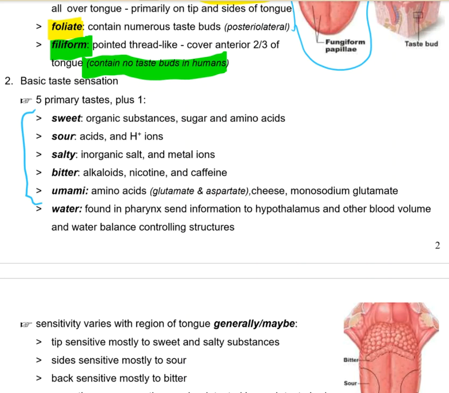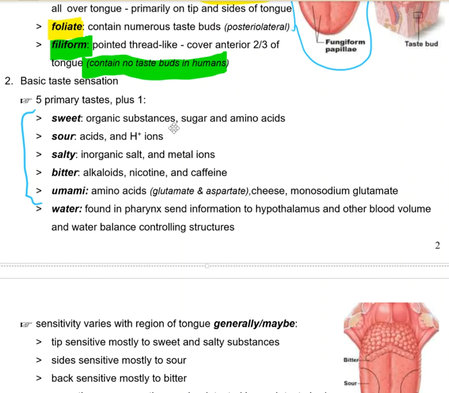And so I think we know probably each of these pretty well, so we'll just quickly go over them. Sweet are organic substances like sugars and amino acids that give a sweet texture and taste. Sours are acids and have a lot of hydrogen protons in their solutions. Salties are inorganic salts and metals, so things like sodium chloride. If you were tasting a metal like copper or iron, you can actually taste that in your mouth. And then bitter things are alkaloids. Nicotine and caffeine are examples of this. So those are the 4 that we had originally identified.